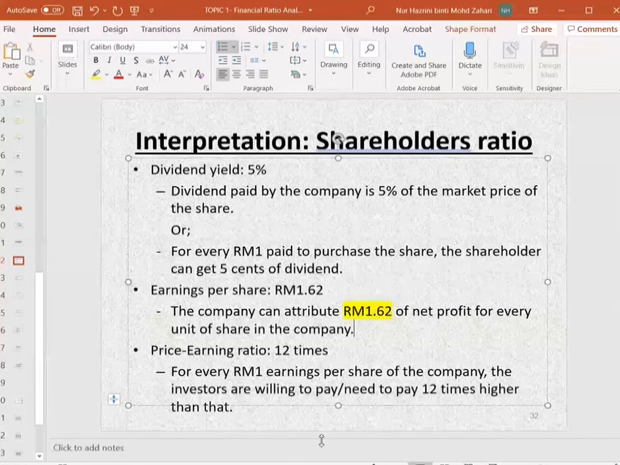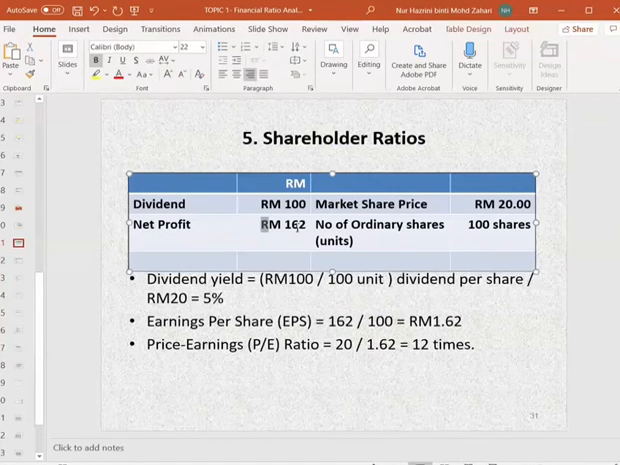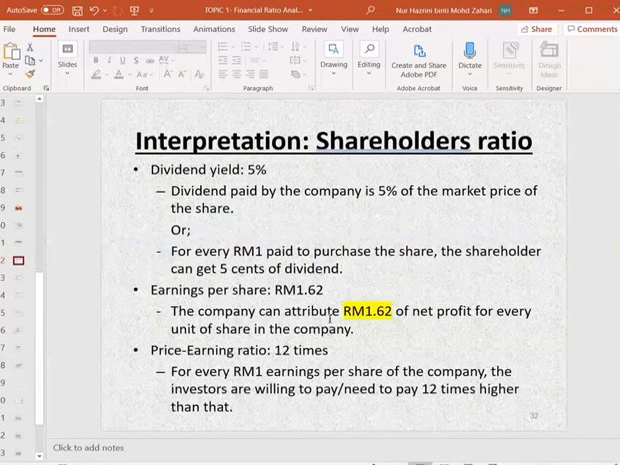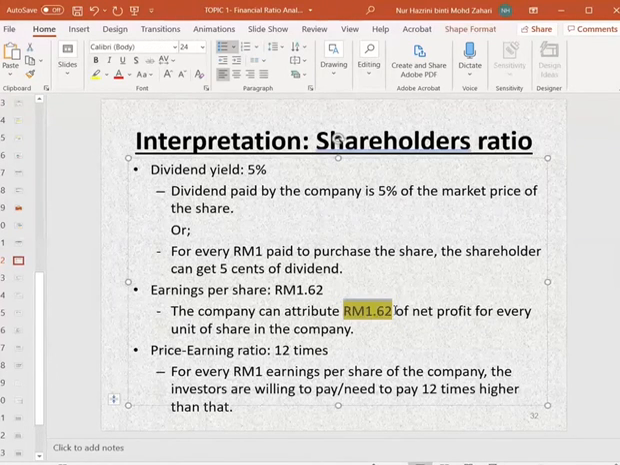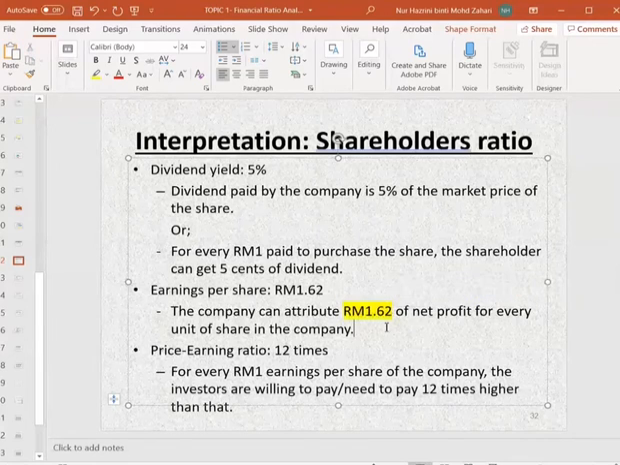So if you get, we go back to this one, if you get 162 ringgit of net profit, it doesn't mean that all of this you will pay to your shareholders, because you still need money, or you still need to have the rolling profit to continue your business to the next year. So the dividend yield, you can see that it's not the same. Whatever you attribute from your profit doesn't mean that's how much you pay as the dividend. But then we just measure because we want to see whether your company is doing good or not.